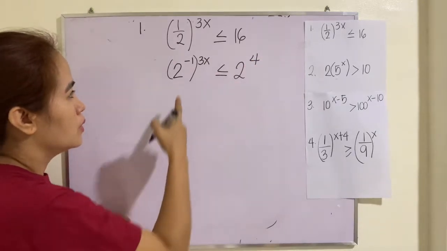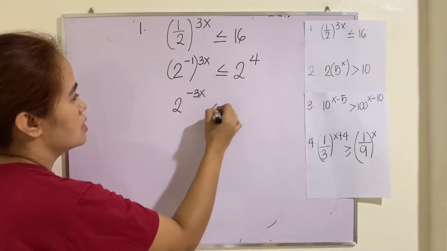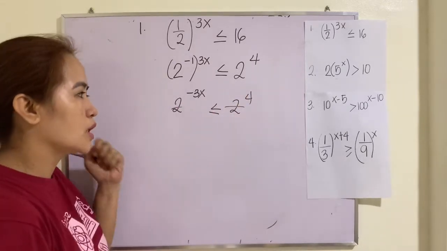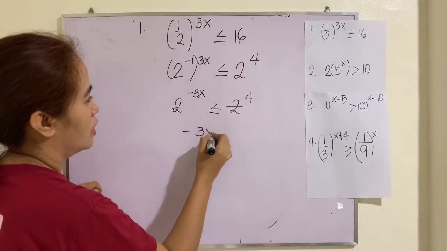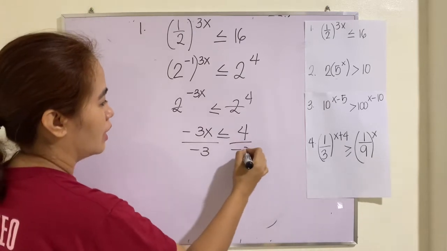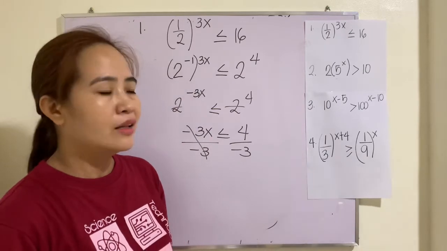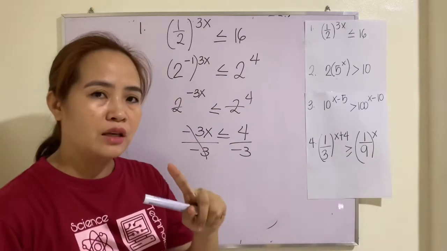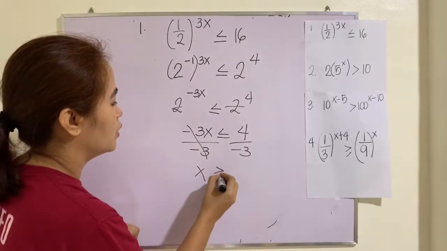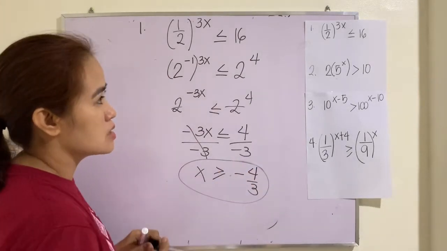Okay, so here we multiply the exponent. That will be negative 3x is less than or equal to 2 raised to 4. So I can now form the exponential inequality. This is negative 3x is less than or equal to 4, divided by negative 3. There is a rule in solving inequality that if the numerical coefficient of x is negative, you have to reverse the symbol. So therefore, this is x is greater than or equal to negative 4 over 3. So this is the value of x.